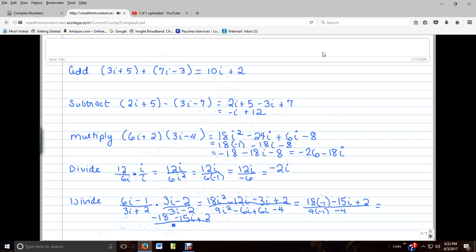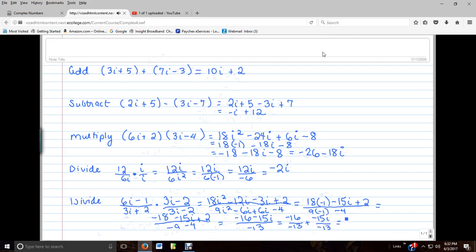On the bottom, negative 9 minus 4. And now negative 18 plus 2 is negative 16 minus 15i. And on the bottom, I have negative 13. Now, I can break this up into two separate fractions. Negative 16 over negative 13 and negative 15i over negative 13.